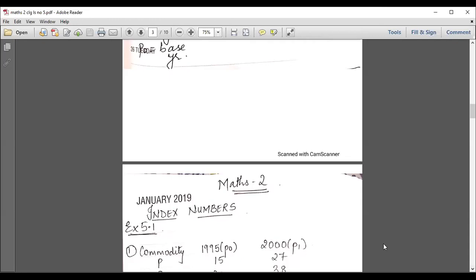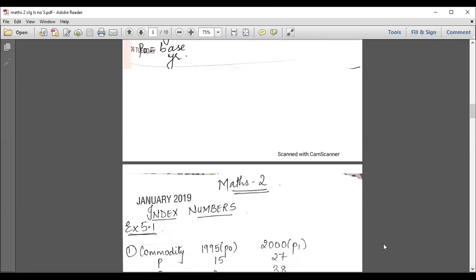But as I told you, the year which is smaller you take as the base year, and the year which is bigger you take as the current year. So as you can see, the heading given is prices. So that means we have to use the price index number formula.